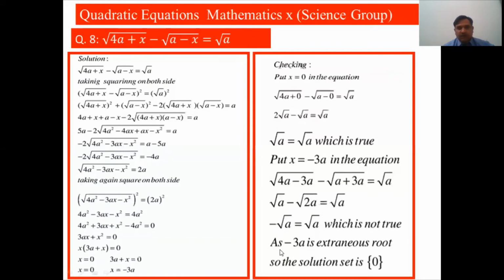So x is equal to minus 3 is not a solution of this equation. So we can say that this is an extraneous root. So the solution set is 0.